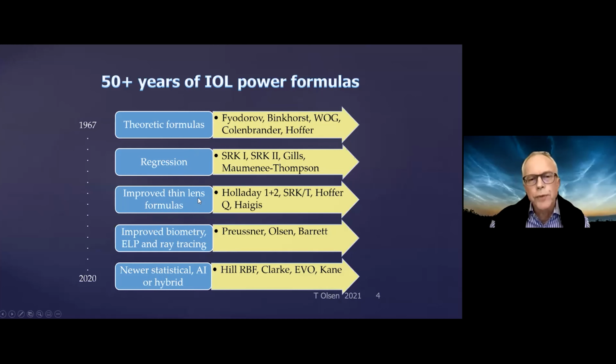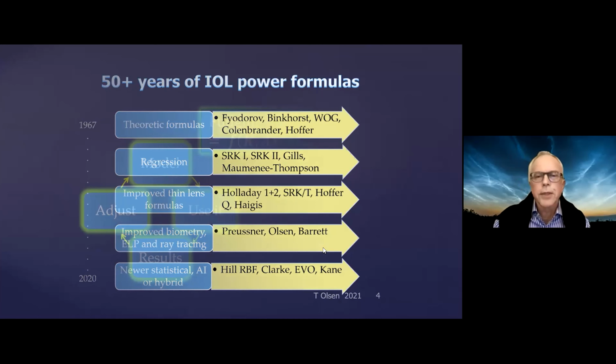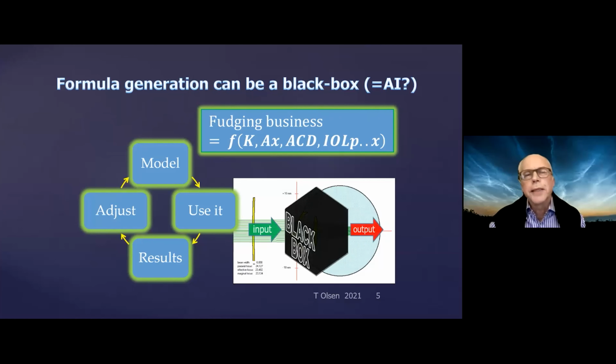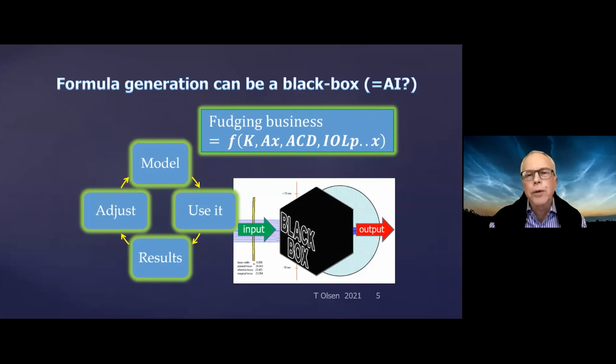And then we had improved thin lens formulas, and now we have improved biometry and better ELP predictions, but we're still not finished with whether we should choose optical based formulas or regression or statistical formulas. That's interesting to see. You have to realize that many formulas use a kind of black box mechanism to find the secrets of their formula. That also goes for optical formulas.